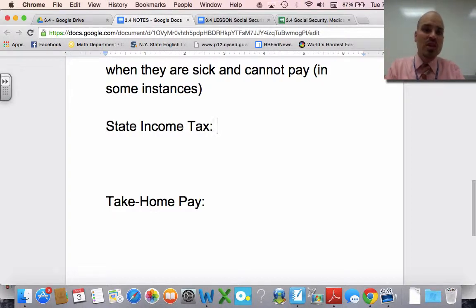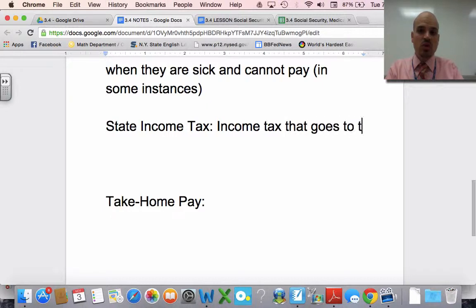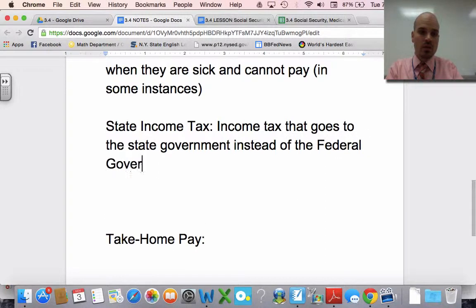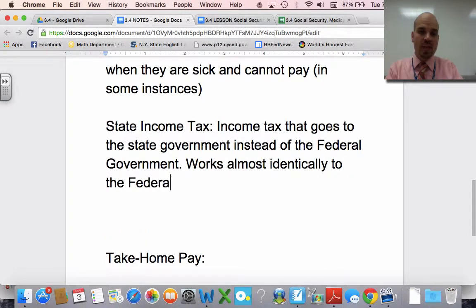Sometimes you may hear your parents talk about some states that don't. So, for example, Florida does not have a state income tax, but many states do, and New York is certainly one of them. A state income tax is an income tax that goes to the state government instead of the federal government. And it works almost identically to the federal income tax system.